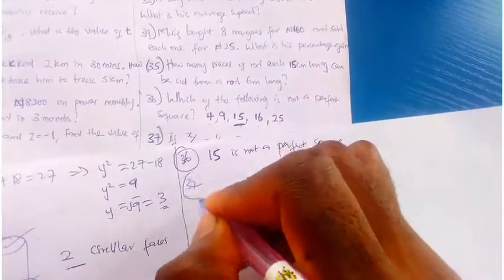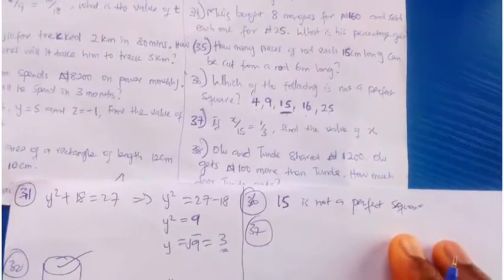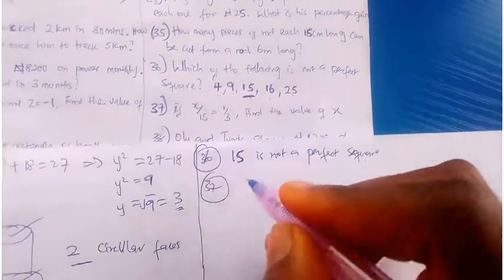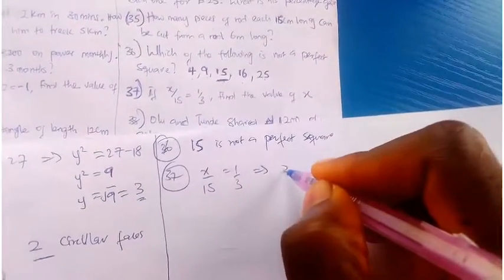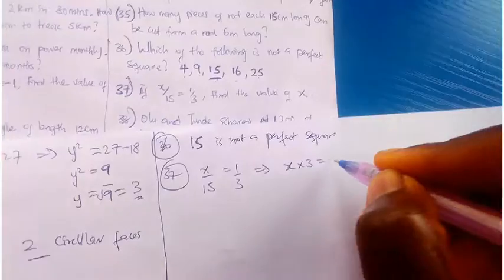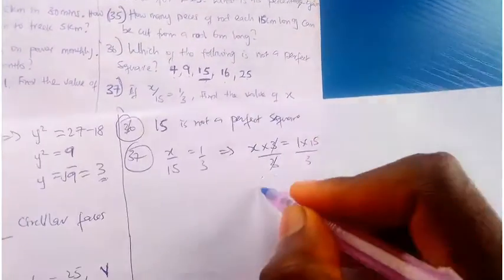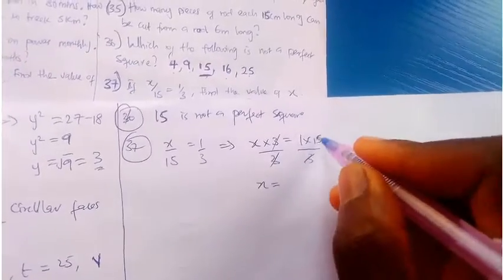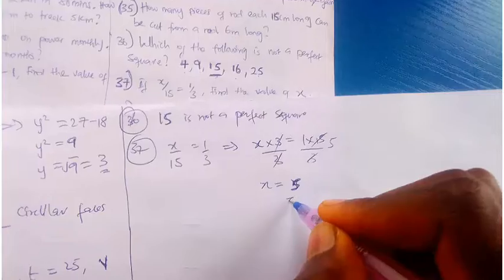Okay, 37. 37 question says that if x over 15 equals 1 over 3, find the value of x. x over 15 equals 1 over 3. It implies that I'm going to have x times 3 equals 1 times 15 over 3 over 3. This cancels this. x is equal to 5. My x is equal to 5.